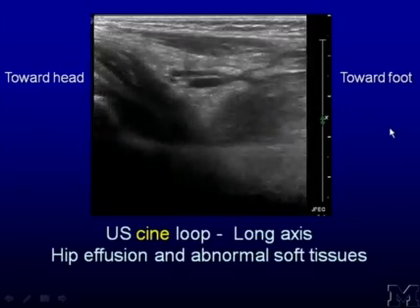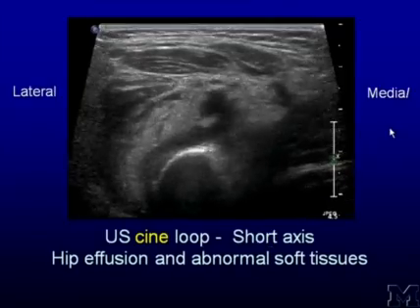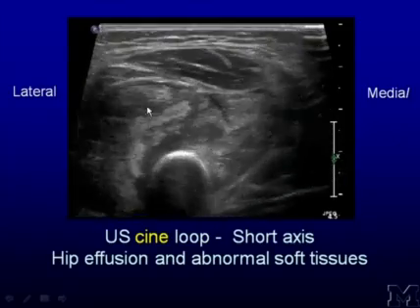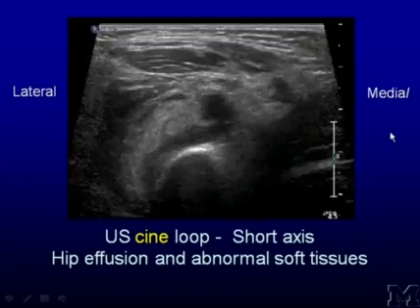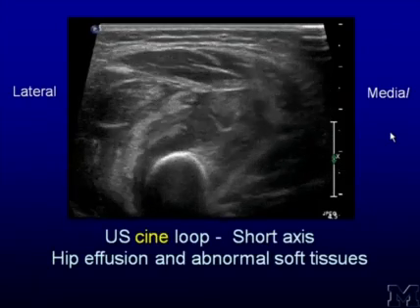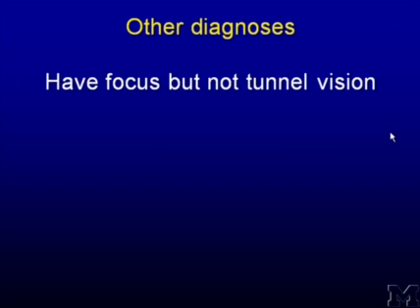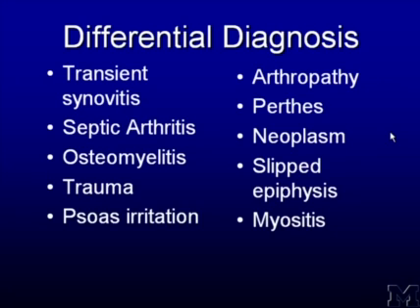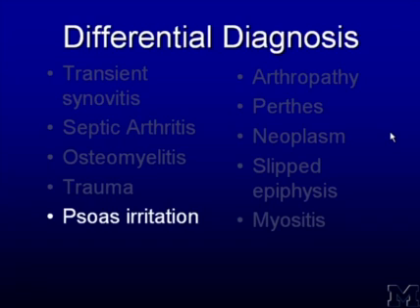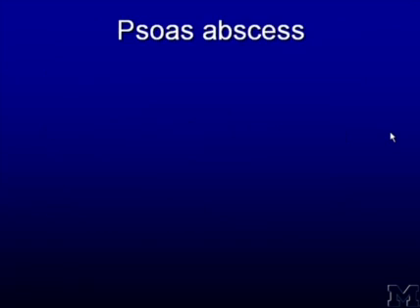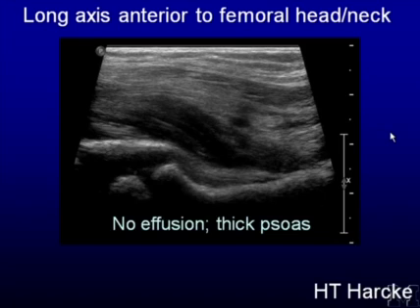So you don't want to just have blinders on and tunnel vision when you're studying these children. Here's the short axis. And this could be anywhere in the body that you might see this. Other possibilities of an irritable hip that you could come across when you're looking for a hip effusion are many. And I'm just going to show briefly a psoas irritation, or a psoas abscess, which can present just like an infected hip. We really did not find an effusion here, but the psoas muscle looked rather thick.